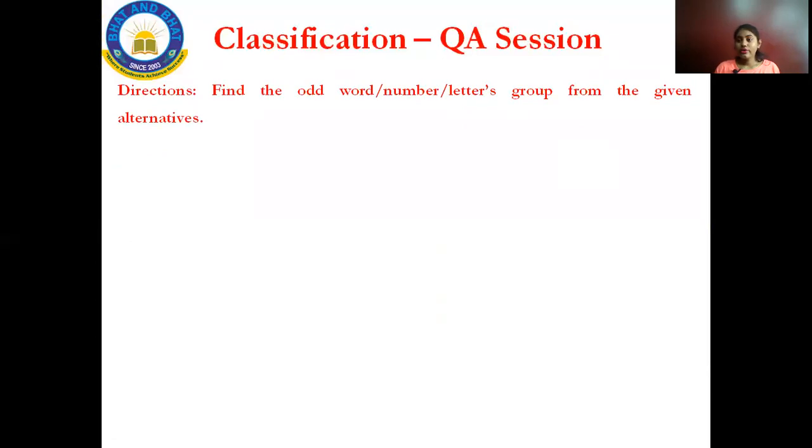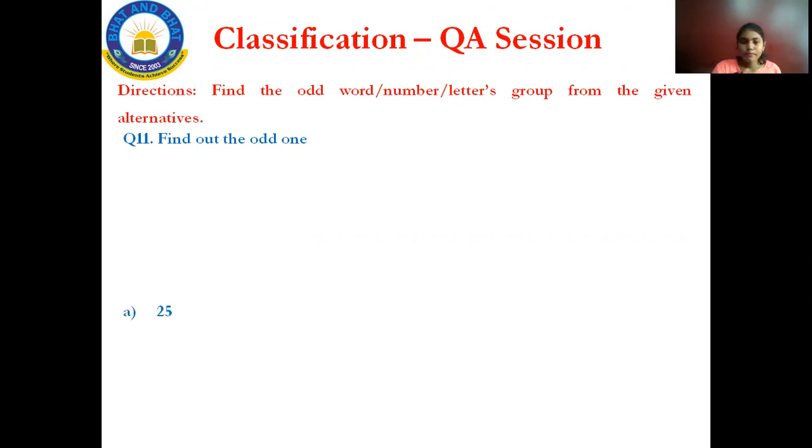As I said, while solving all the questions, read the direction once. Let us read the direction. Direction: find out the odd word, number, letter group from the following alternatives. Don't get confused with the word alternatives. Alternative is nothing but the option. Now today we'll solve the questions based on number classification as well as letter classification.